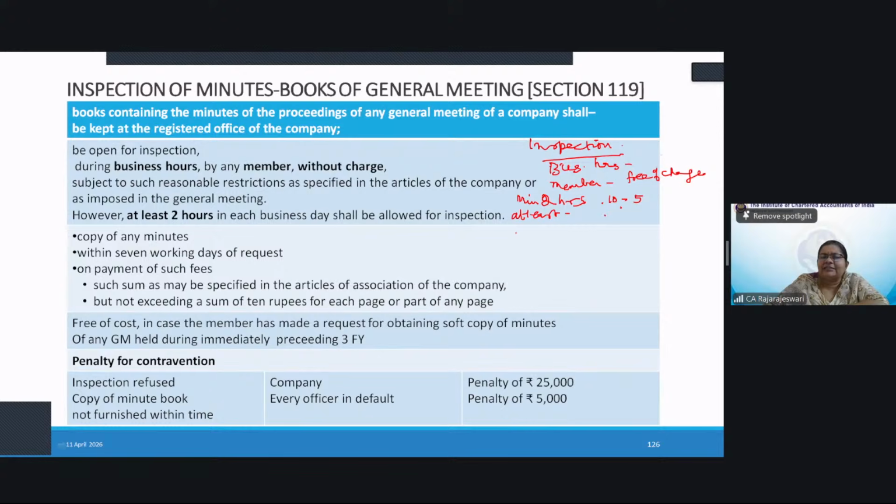And suppose he requests a copy of the minutes, then within 7 working days, you should send him a copy. Then you can charge him a fee, but it cannot be greater than 10 rupees per page.